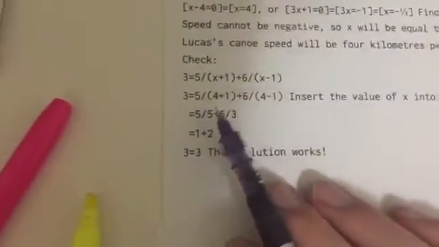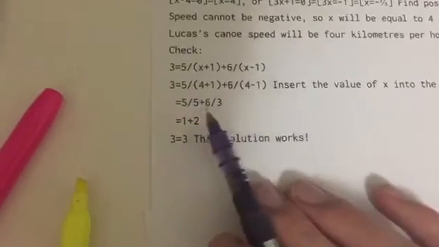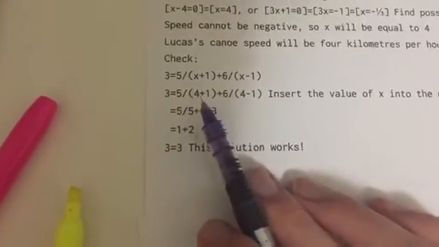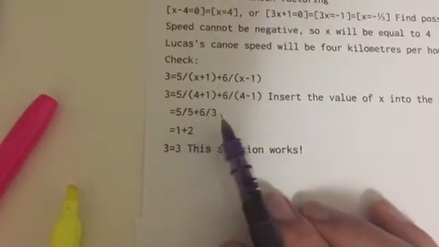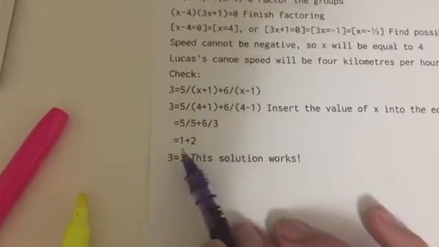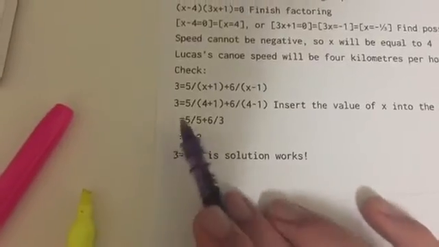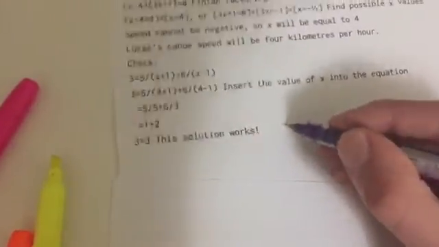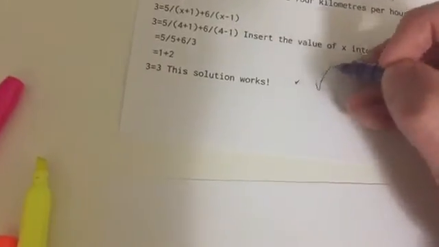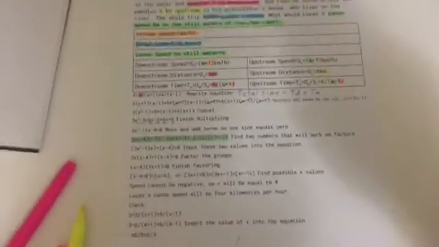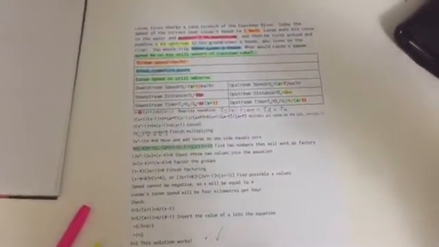So then we do what's inside the brackets first, following BEDMAS. So we end up with 5 divided by 5 plus 6 divided by 3, which equals 1 plus 2. And 3 does equal 3. So we know that this solution works. Oh, that wasn't a very good check mark. There we go. And that is my incredibly lengthy explanation of a somewhat lengthy question.